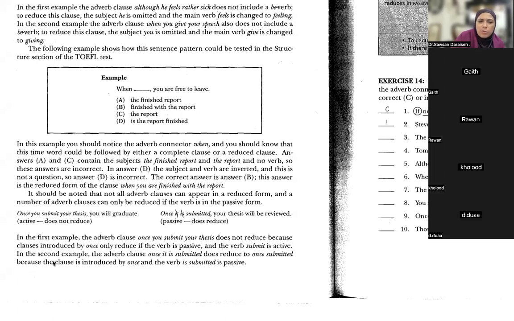In the second example في المثال الثاني هذا, the adverb clause once it is submitted it does reduce. عفواً بصير له reduction اللي هو تقنين أو اختصار. To once submitted بصير طبعاً once submitted. Alright. Because the clause is introduced by once and the verb is submitted in passive. طبعاً لأنه البداية once وكمان مش بس لأنها once لأنه بقولك إذا بدايتها once وactive انسى الموضوع إنه نعمل reduction.